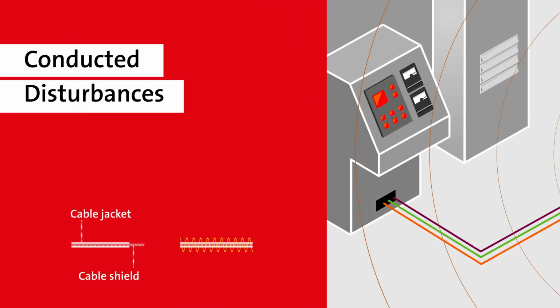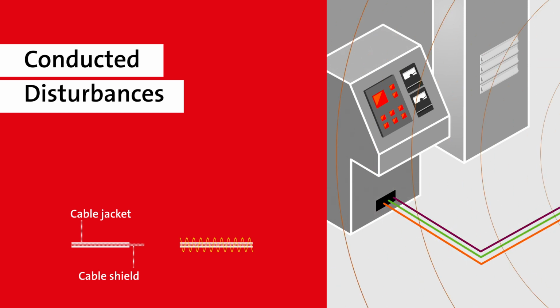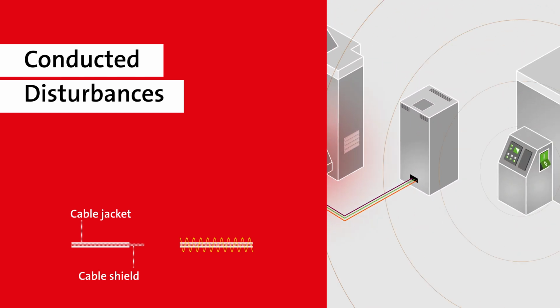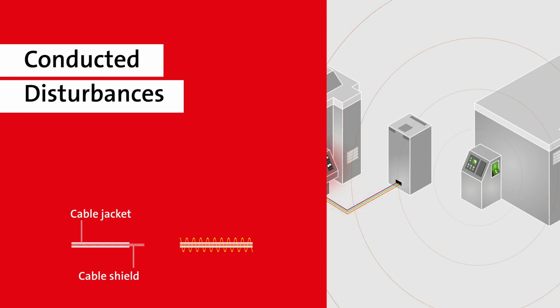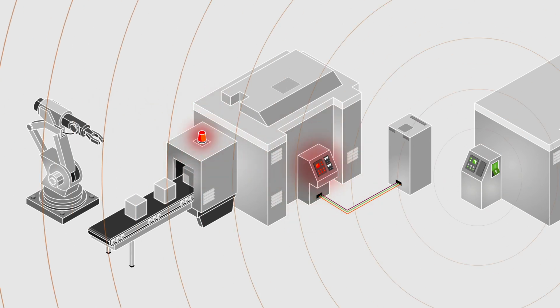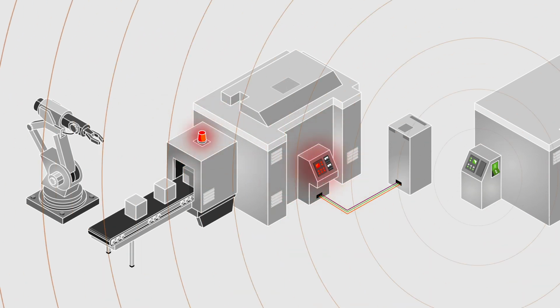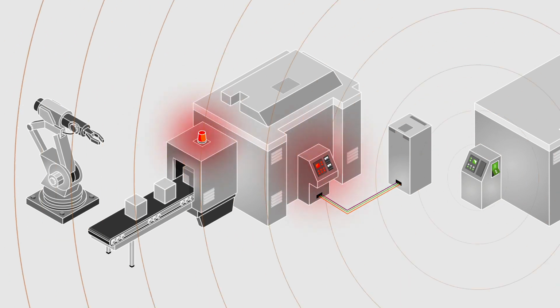At the same time, the electromagnetic field travels along the cable shield and generates interference currents. These are called conducted disturbances. If the cable shields are not sufficiently grounded, the interference currents flow via the cable shields into the interior of the control system and affect the electronics.